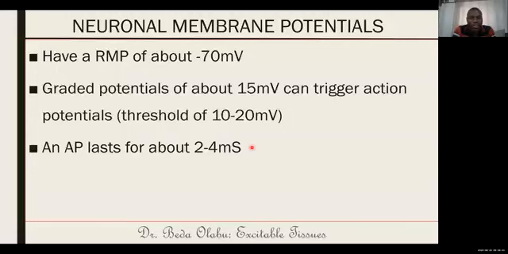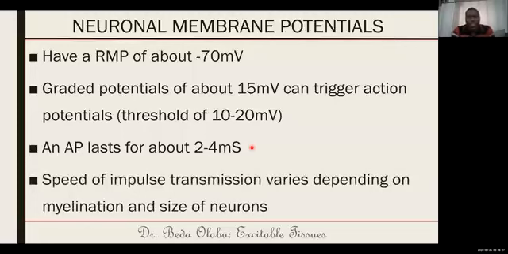Very short-lived. Well, we'll see that in muscles it is even shorter. For skeletal muscles, it's about 1 to 2 milliseconds. For cardiac muscles, very long, about 300 milliseconds, and we'll see why. So here we're just talking about the neurons.